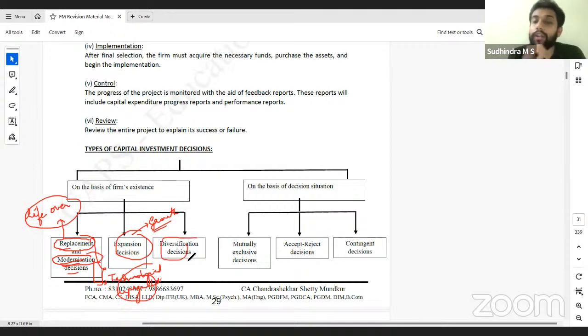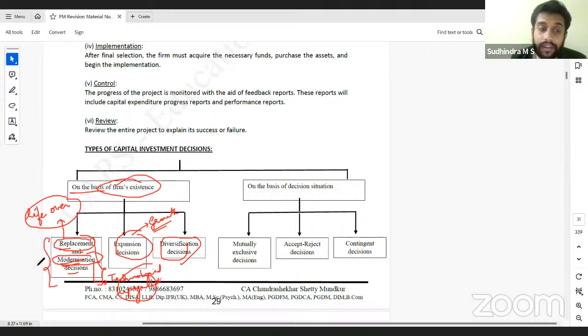Diversification, when we enter into various opportunities, right? When we enter various business fields, to have control over various fields, we may diversify our focus, right? So diversification decisions. So these are the three major decisions based on the firm's existence.